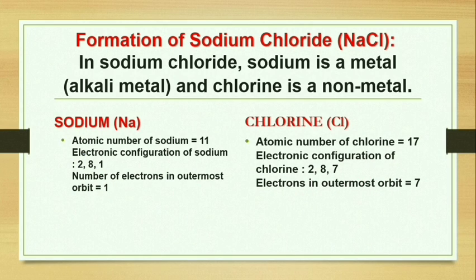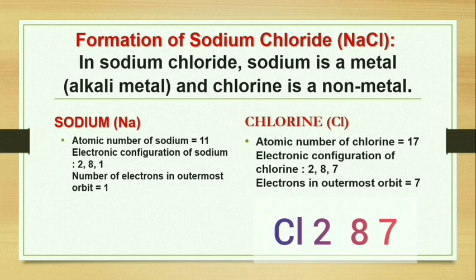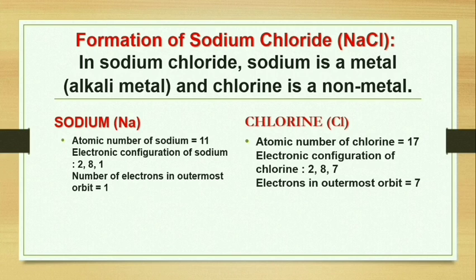So the sodium atom has one extra electron. By losing one electron, it can form the noble gas configuration of neon, in which both the K and L shells are completely filled, 2 and 8. Similarly, for the non-metal chlorine, the atomic number is 17, the electronic configuration is 2, 8, 7 and the electrons in the outermost orbit are 7. So if the chlorine atom gains one electron, it will form the noble gas configuration of argon, which is highly stable with a complete octet, 2, 8, 8.